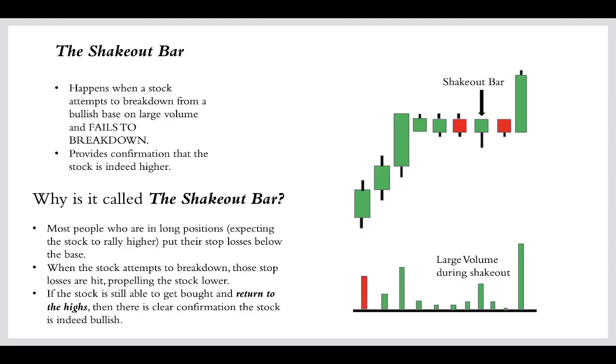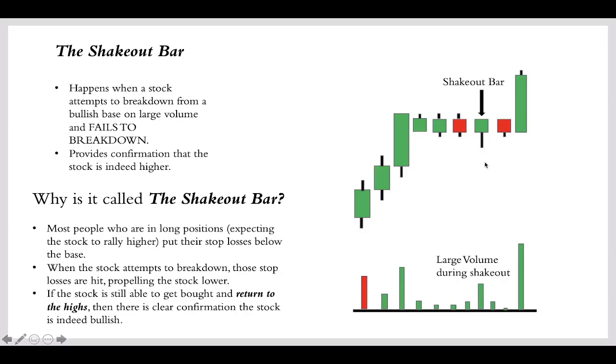And so another point that I want to touch on, and it kind of has something to do with volume, but I just want to make it a separate little topic, is called the shakeout bar, okay? The shakeout bar is an incredibly useful candlestick that when you see it, it can greatly enhance the quality of a trading setup, of a pattern. And it happens when a stock attempts to break down from a bullish base on large volume and fails to actually break down.